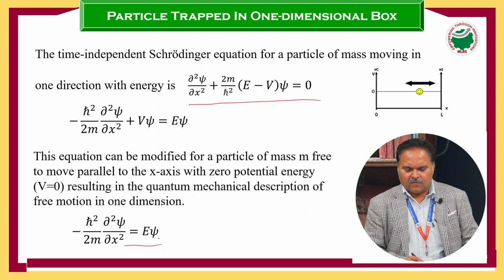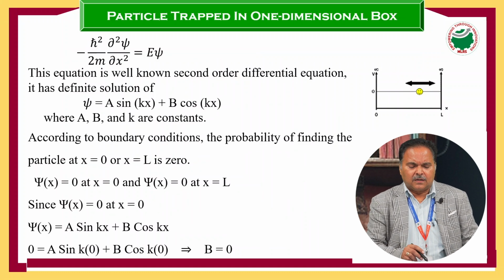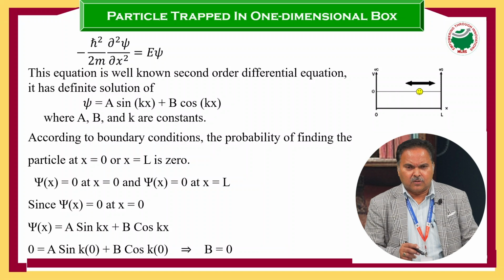So this is the one-dimensional wave equation: h bar square by 2m into dou square psi by dou x square is equal to E psi, with a minus sign. Or you can write it here also, that's no problem. So minus h bar square by 2m into dou square psi by dou x square is equal to E psi.